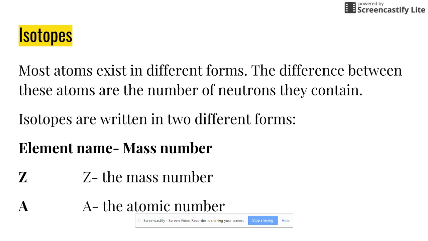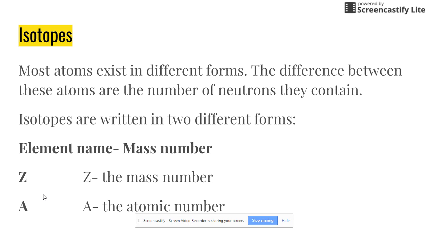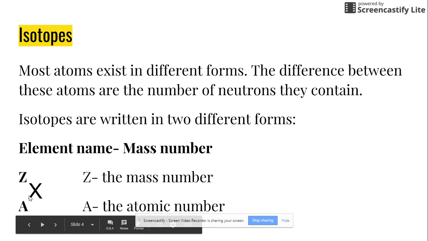And so we indicate isotopes one of two ways. One is writing the name of the element, dash, a number, and that number is the mass number. Or you may see it written like this, with a symbol and then a number at the top of the symbol and a number at the bottom of the symbol. The top number represents the mass number, and the bottom number is the atomic number.